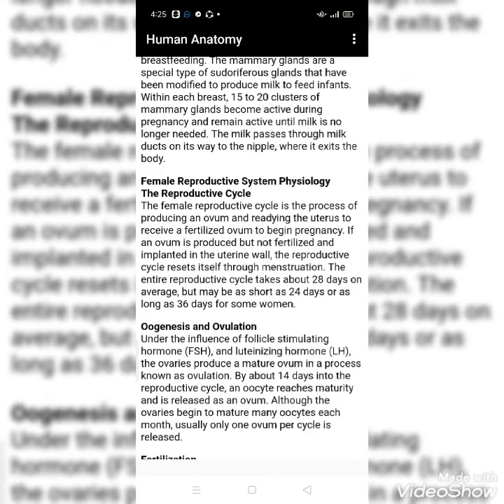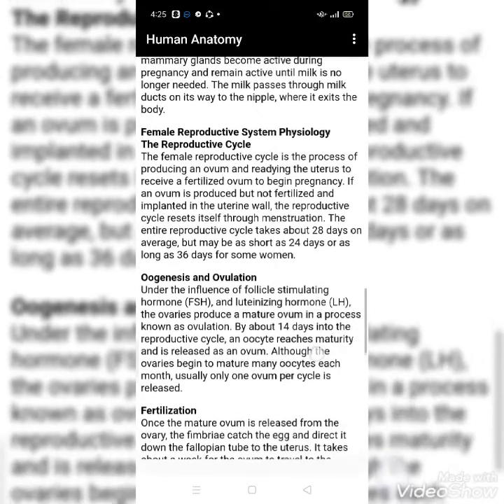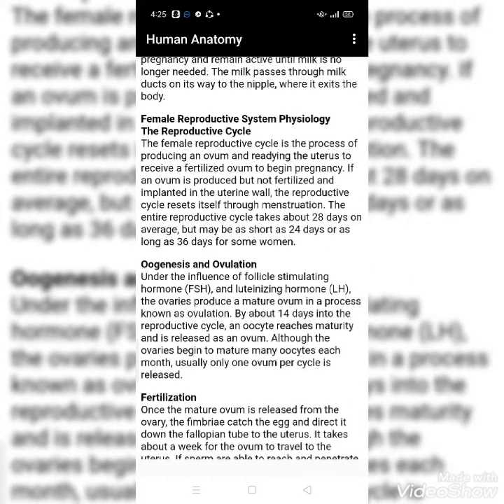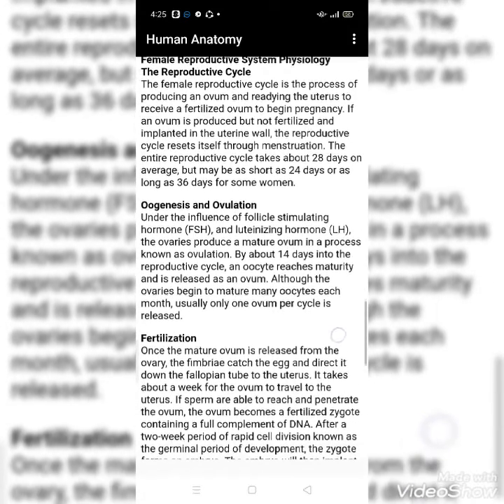Now we will discuss female reproductive system physiology. So what is the physiology of the female reproductive system? The female reproductive cycle is the process of producing an ovum and readying the uterus to receive a fertilized ovum to begin pregnancy. If an ovum is produced but not fertilized and implanted into the uterine wall, the reproductive cycle resets itself through menstruation. The entire reproductive cycle takes about 28 days on average, but may be as short as 24 days or as long as 36 days for some women.